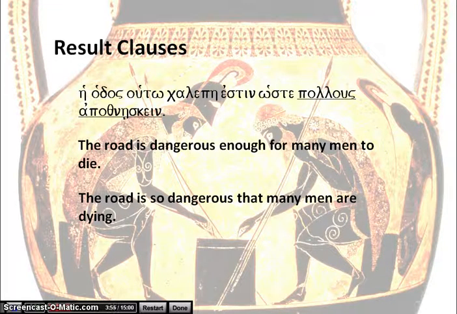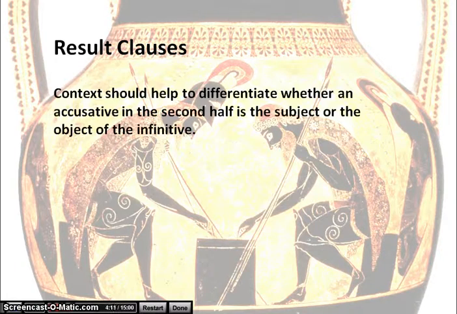So here we can see that English is perhaps not quite so clear-cut about whether it's an expected or likely outcome, and that actually sometimes we want to translate it as though it is a genuine outcome. The road is so dangerous that many men are dying. Context should help to differentiate whether an accusative that appears in the second half of a result clause is actually the subject or the object of the infinitive. Sometimes there might be a bit of confusion, but context, as we said, should help.